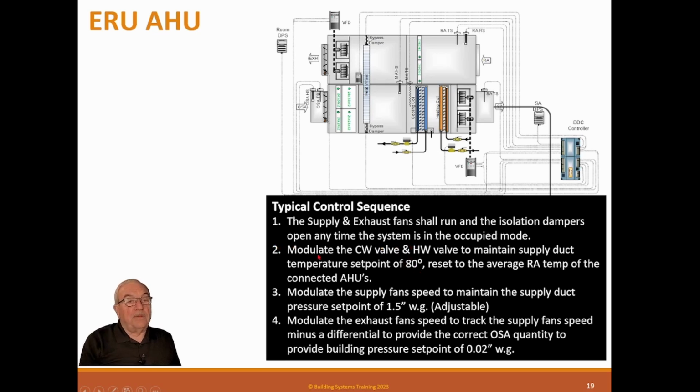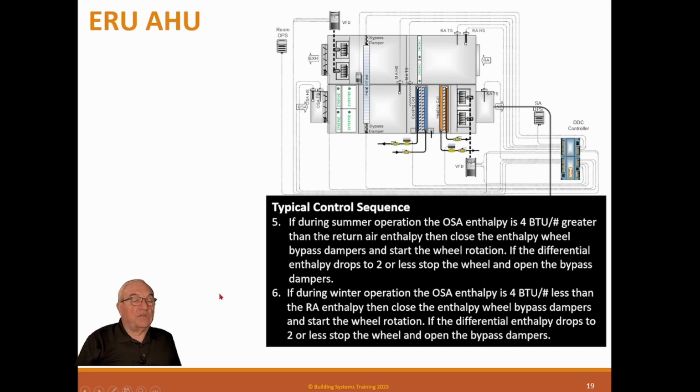Modulate the supply fan speeds to maintain the supply duct pressure set point of 1.5 inches or whatever set by the tab contractor. Modulate the exhaust fan speed to track the supply fan speed minus a differential to provide the correct outside air quantity to provide building pressure set point of 0.02 inches. And now we're going to some resets.